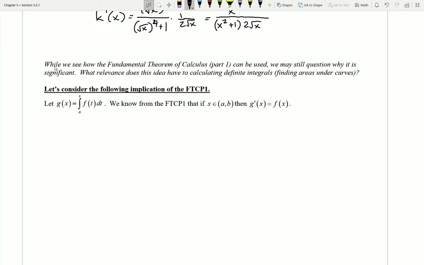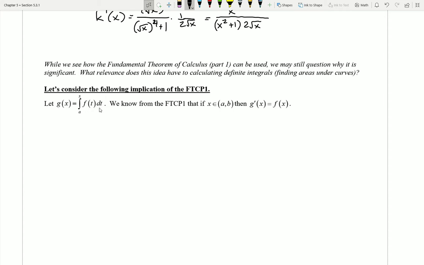So as I state up here, while we see how this theorem can be used, we may still question, why is it significant? What relevance does it have to the idea of calculating definite integrals? So let's consider one of the following implications of part 1 of the fundamental theorem. Let's take a look at what we have.